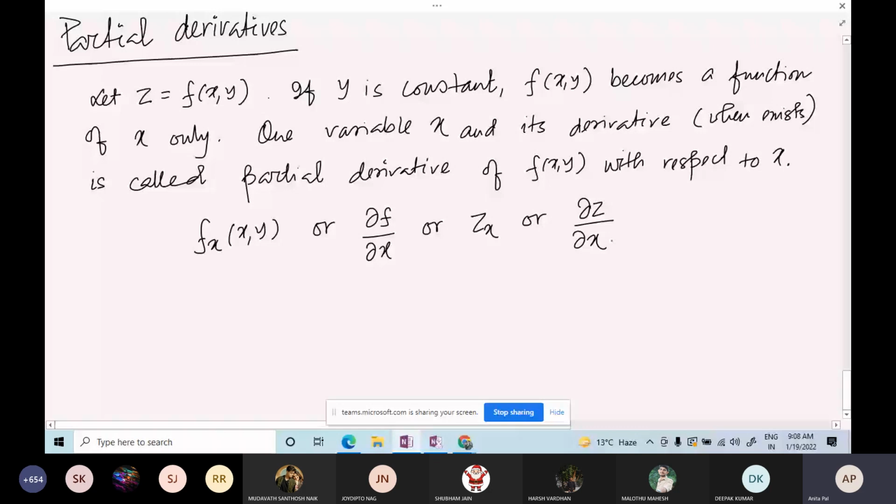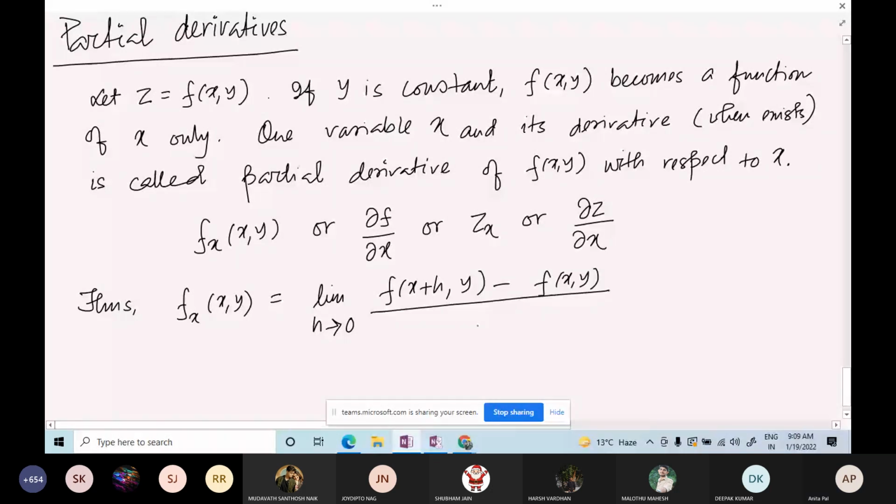Okay, so thus it is defined in this manner. fx of xy is written in this way: limit h tends to 0, f of x plus h comma y minus f of xy divided by h, if the limit exists. Since we are doing partial derivative with respect to x, this formula gives us the first order partial derivative of f with respect to x at any point xy.